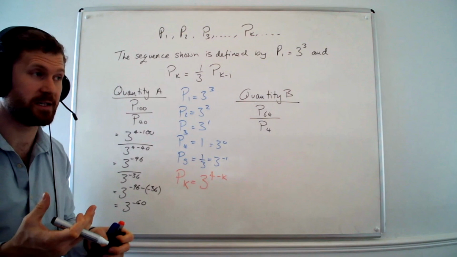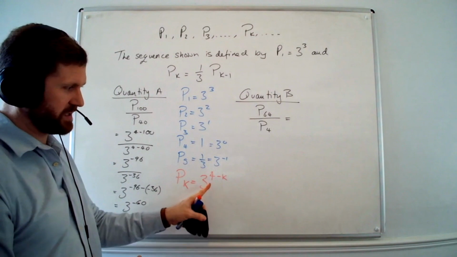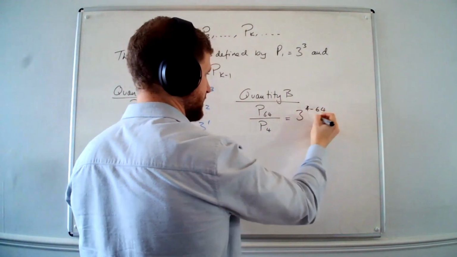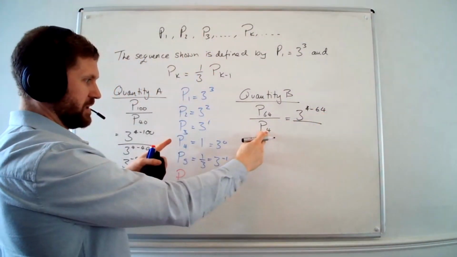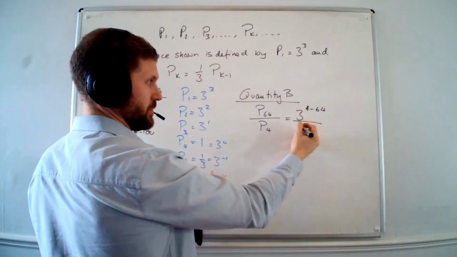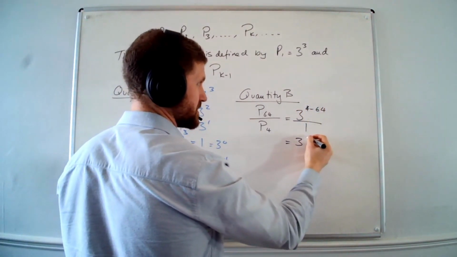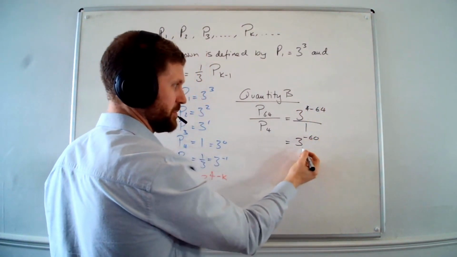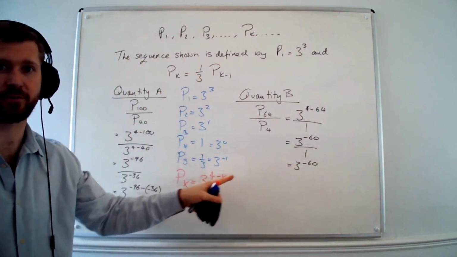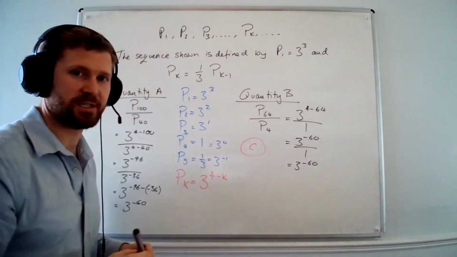Very similar thing with quantity B over here, P64. Well, if K is 64, I'm going to have 3 to the 4 minus K, so 3 to the 4 minus 64, divided by P4. Well, we've got that in the list. That's just 1. So we could have put that in there. If we get 3 to the 0, that's going to be just 1. Figure out the exponents at the top. That's going to be 3 to the negative 60 divided by 1, which is 3 to the negative 60. I've got the same thing for quantity A and for quantity B in this question. So the answer here is going to be C.